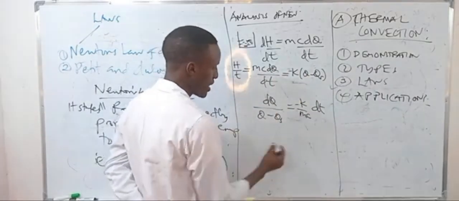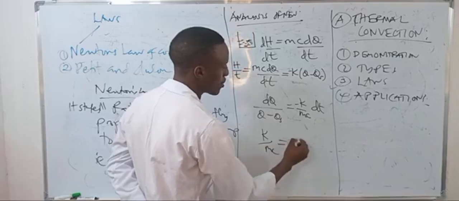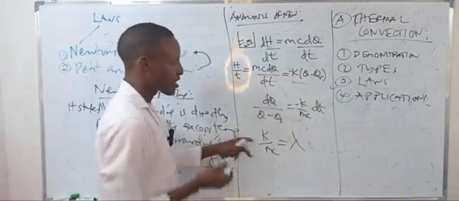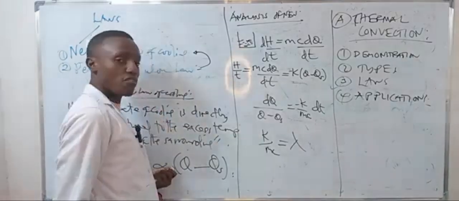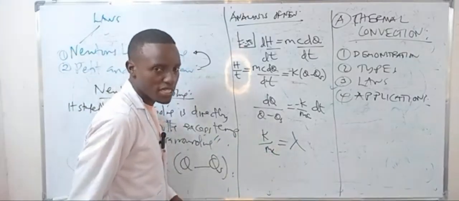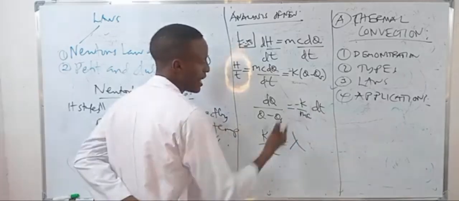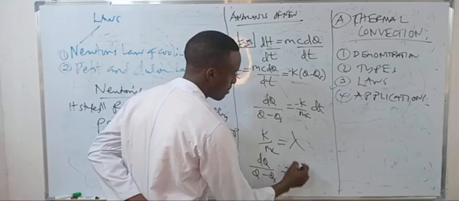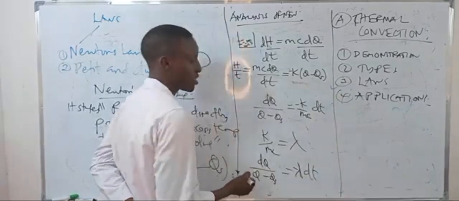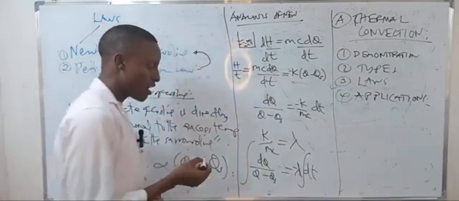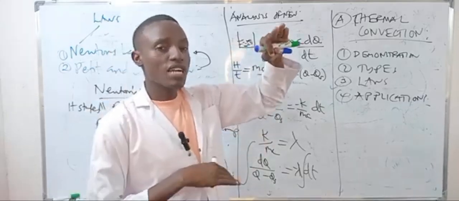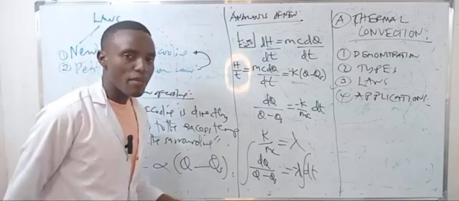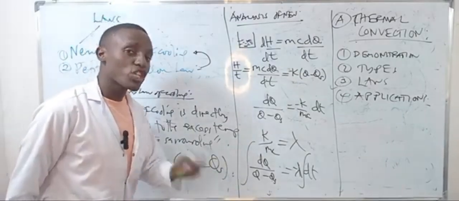You see? So this K over mc, let me make another constant here, lambda. You know in your mind this lambda comes from the constant in Newton's law, and we have the mass and the specific heat capacity. So I say d theta over theta minus that of the surroundings is just equal to negative lambda dt. When I integrate from a certain limit I've been given, from where I start to where I end, I get the result. If you haven't started integration or differentiation, go and study them before coming here.